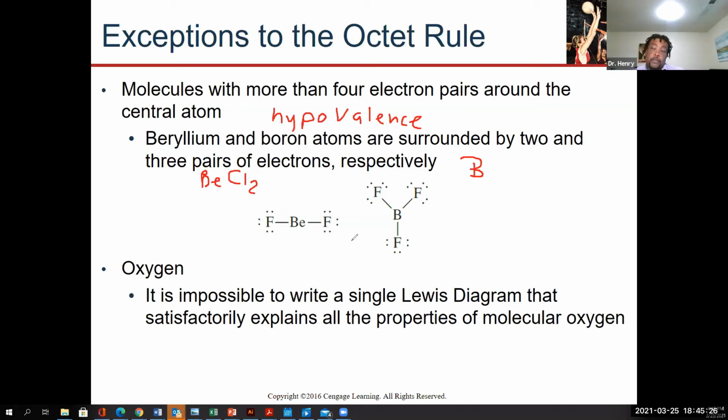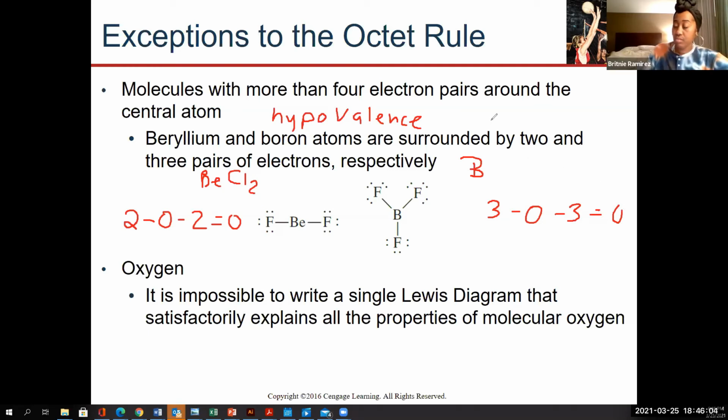If you calculate the formal charges, beryllium has 2 valence electrons, no lone pairs, and 2 bonds. Its formal charge is 0. Boron has 3 valence electrons, no lone pairs, and 3 bonds, so 0. Are you guys with me so far? This is also called valence deficient. These are valence deficient molecules.